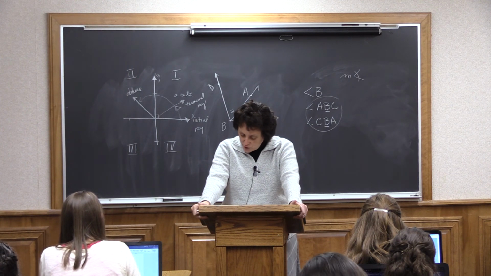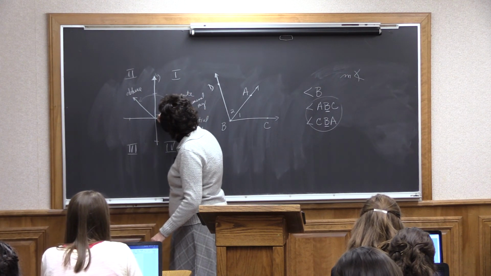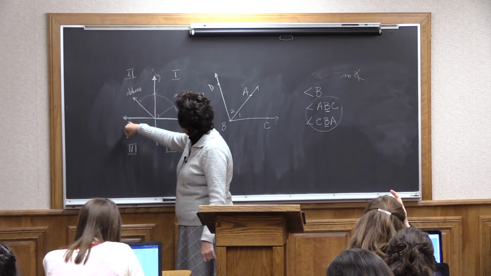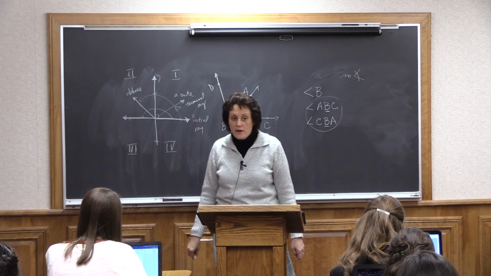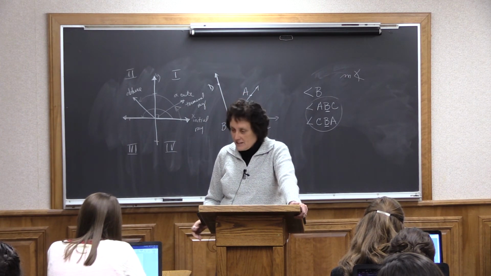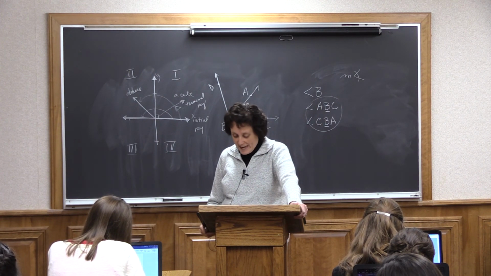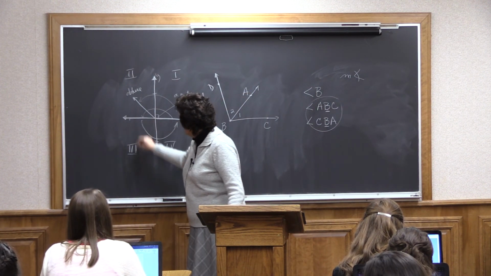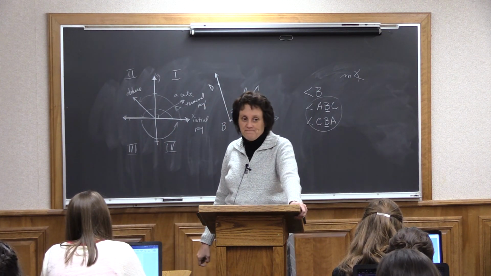Then we have a straight angle. A straight angle would be actually the x-axis. Initial ray and terminal ray on the x-axis. A straight angle is equal to 180 degrees. It is a line. Then we have reflex. Reflex are angles that are in here. They're greater than 180.